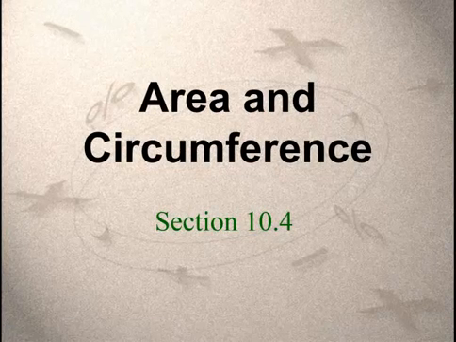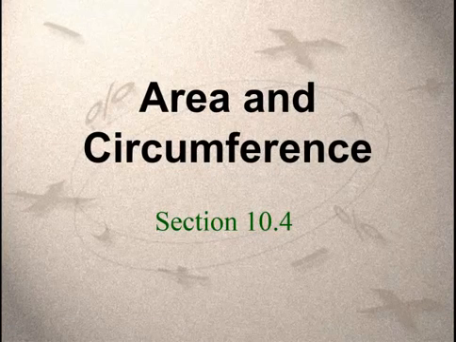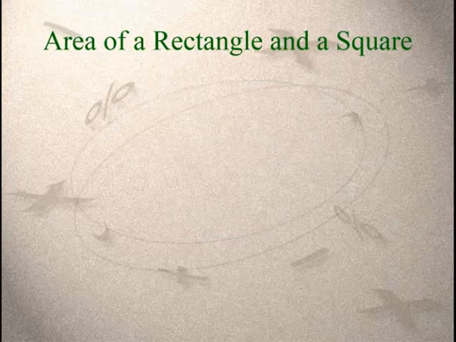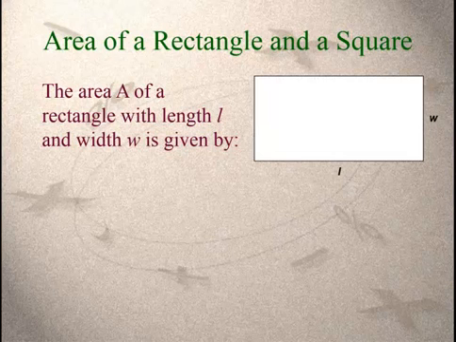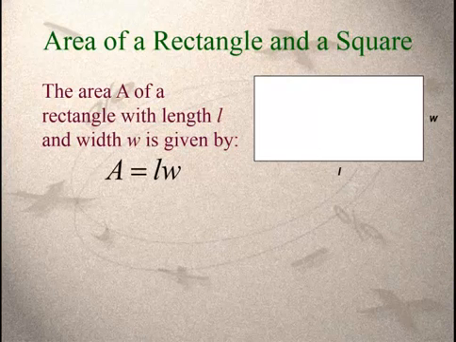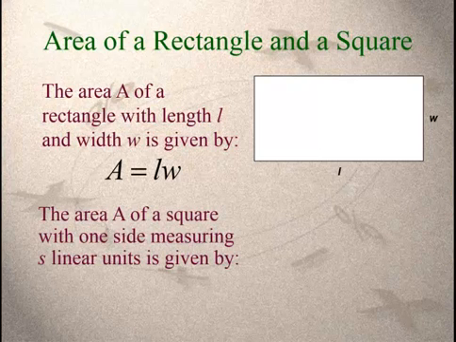Area and circumference, section 10.4. Area of a rectangle and a square. The area A of a rectangle with length L and width W is given by, we have a rectangle where we have length and width. So our equation for area of a rectangle is length times width. And area is measured in square units.